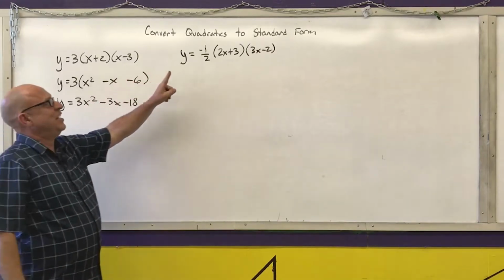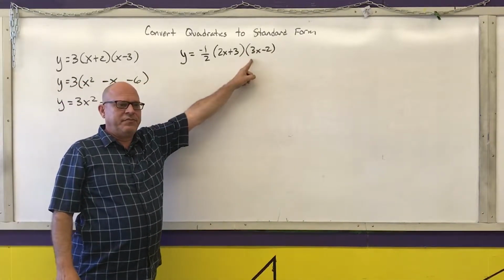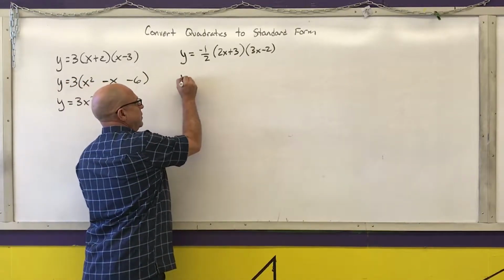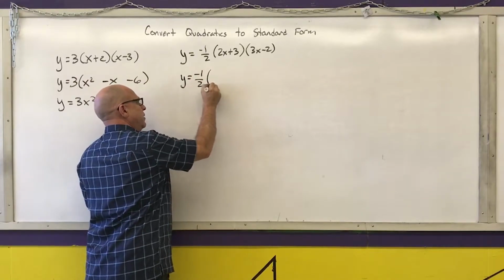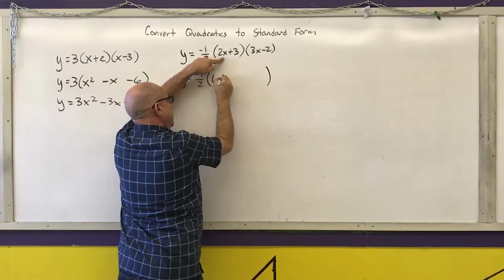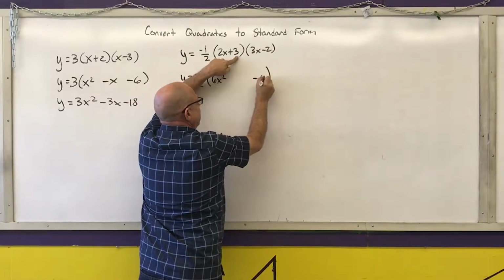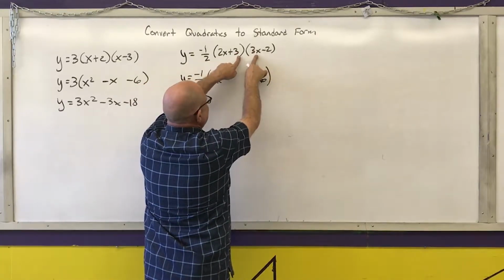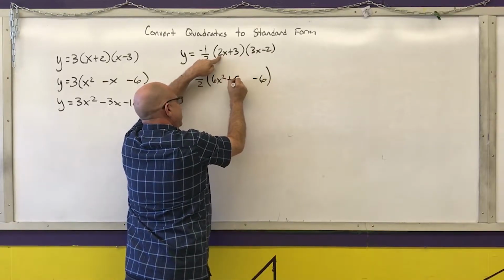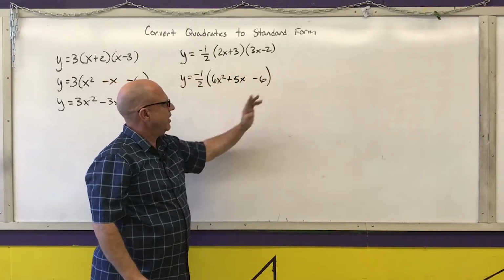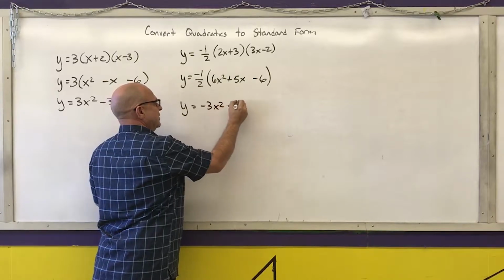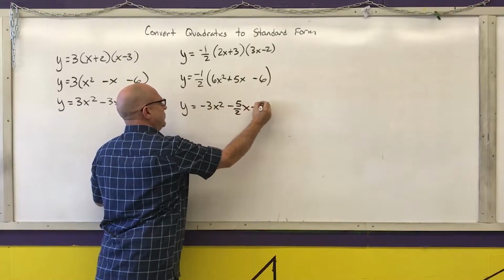Again, it's going to be easier for me to do the multiplication of the two binomials in the parentheses before I distribute that negative 1/2. So I'm going to leave the negative 1/2 out front. First terms are 6x squared. Last terms are minus 6. Middle terms are 9x minus 4x. 9 minus 4 is 5x. Multiply everything by negative 1/2, and I get y equals negative 3x squared minus 5/2 x plus 3.